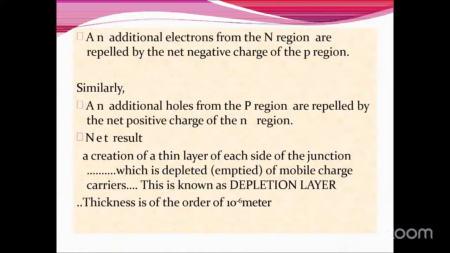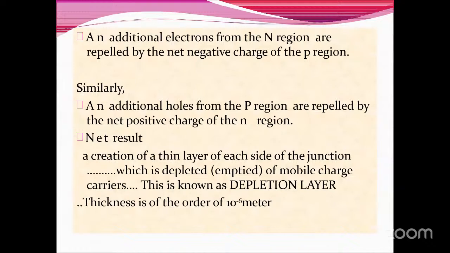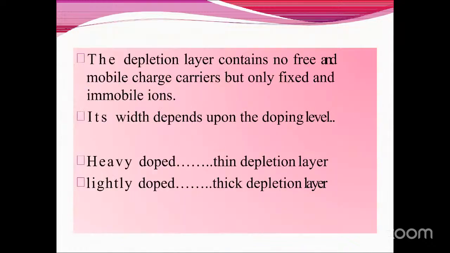The thickness of the depletion layer is of the order of 10 power minus 6 meters. Minus 6 means micro, minus 3 is milli. So the depletion layer contains no free and mobile charge carriers, but only fixed and immobile ions. Its width depends upon the doping level. If the doping is heavy, there is a thin depletion layer. If the doping is less, there is a thick depletion layer.